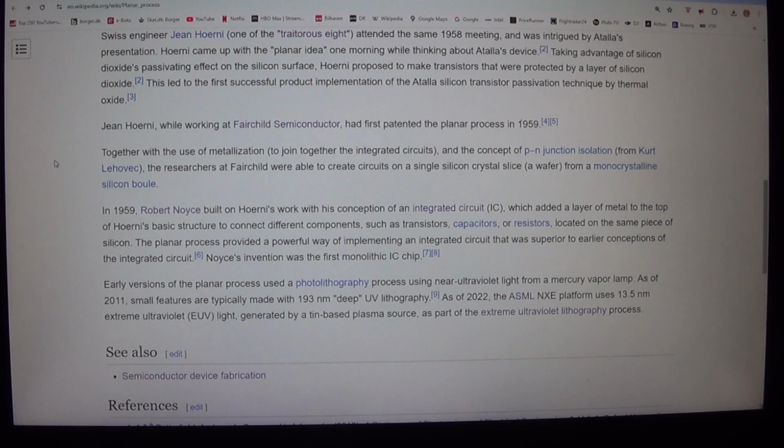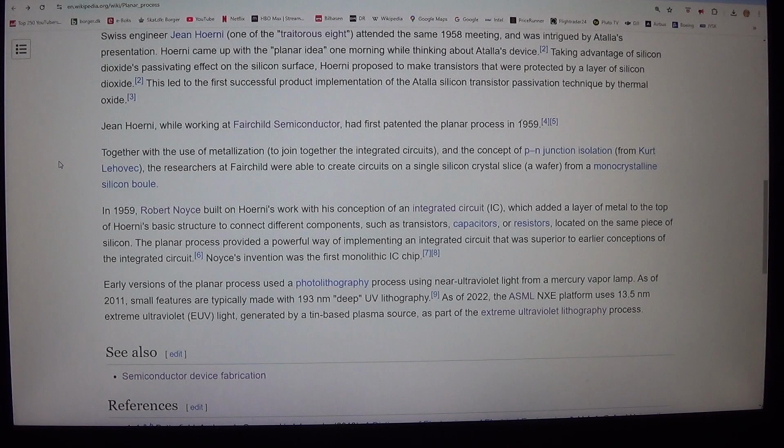Together with the use of metallization, to join together the integrated circuits, and the concept of p-n junction isolation, from Kurt Lehovec, the researchers at Fairchild were able to create circuits on a single silicon crystal slice, a wafer, from a monocrystalline silicon boule. In 1959, Robert Noyce built on Hoerni's work with his conception of an integrated circuit, IC, which added a layer of metal to the top of Hoerni's basic structure to connect different components, such as transistors, capacitors, or resistors, located on the same piece of silicon.